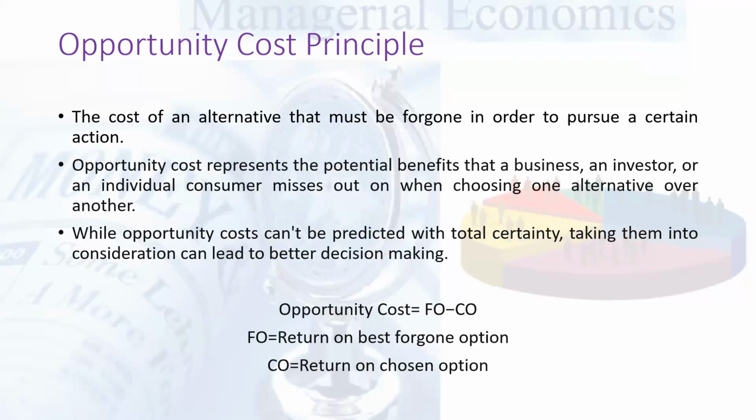Cost of alternative that must be foregone in order to pursue a certain action. So they have two choices or more than two choices. While they are selecting one choice as a strategy and planning to execute that strategy, the other choices are left out for some other reason, for some other purposes. The left out options may have no impact on the decision which the management has taken right now.